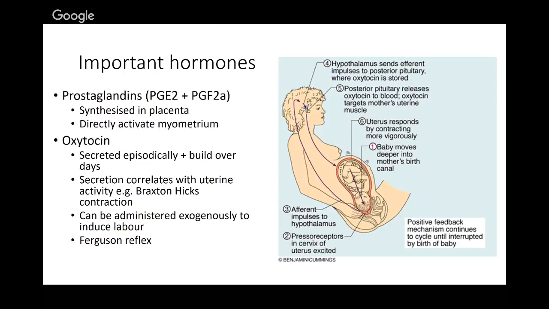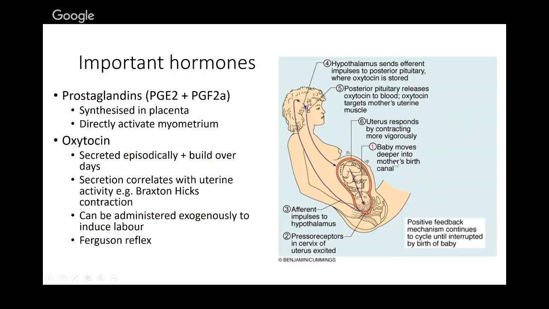Okay, so I guess you're familiar with the Ferguson reflex. The important hormones are here. So prostaglandin plays a role as well. It's synthesized by the placenta and it activates the myometrium. Oxytocin is also important. It also correlates with uterine activity, so occasional contractions, or Braxton Hicks, that's what it's called. And it can be administered exogenously to induce labor, so that's one of the hormones you give if you want to induce labor. So this is the Ferguson reflex.